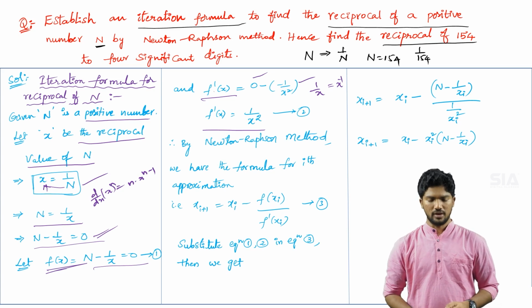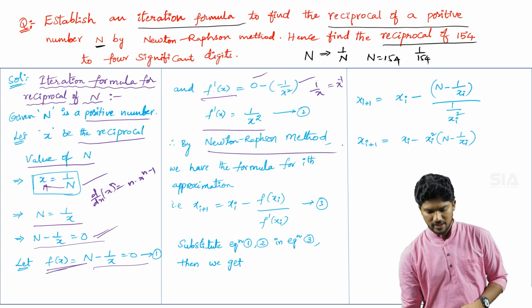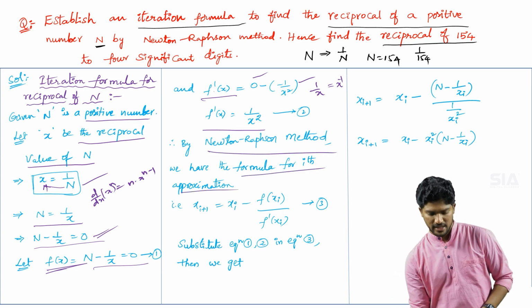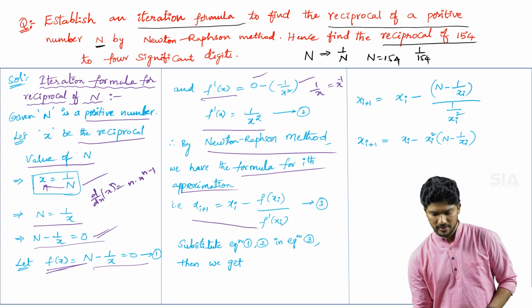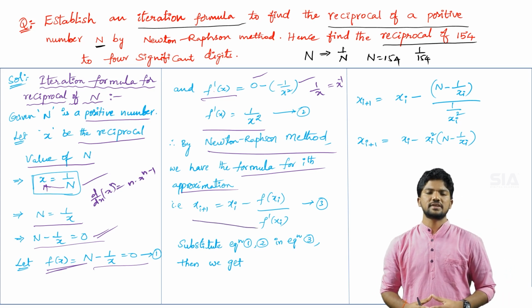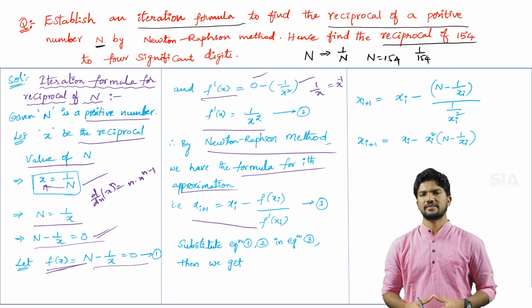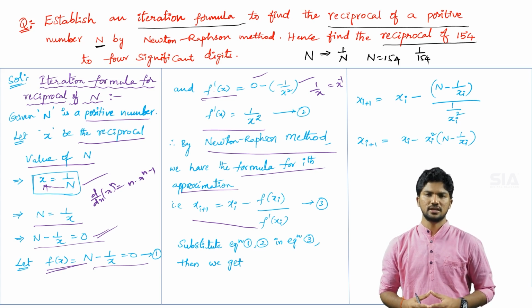Then you will get the differentiation value. Now by using the Newton-Raphson method, we have the formula for the ith approximation: x suffix i plus 1 is equal to x suffix i minus f of x i by f dash of x i. That is taken as equation number 3 from the Newton-Raphson method.